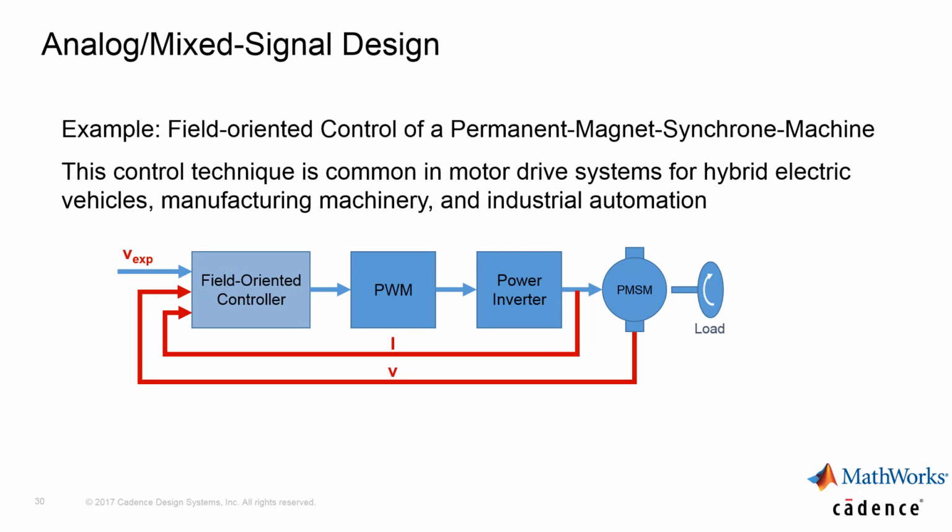So let's look at an example of a field-oriented control of a permanent magnet synchronous machine. This control technique is very common in a motor drive system for hybrid electric vehicles, manufacturing machinery, as well as industrial automation. This kind of technique is also common in washing machines. In other words, you have a field-oriented controller with a PWM, which could be in the digital domain. You have a power inverter, which could be an analog block, or you could have some sort of an electromechanical motor. All of this needs to be simulated in one integrated environment.